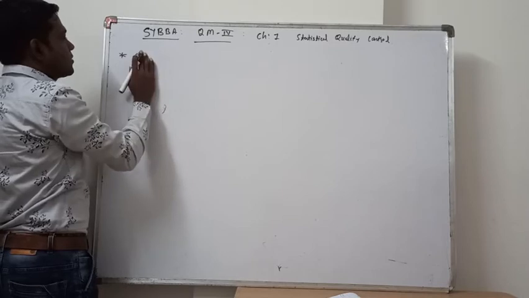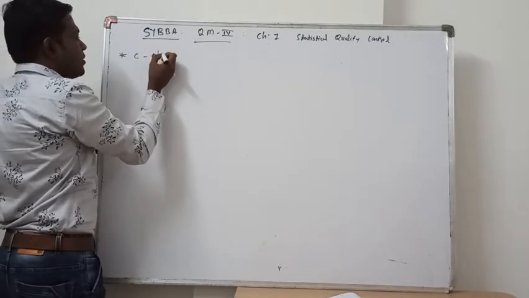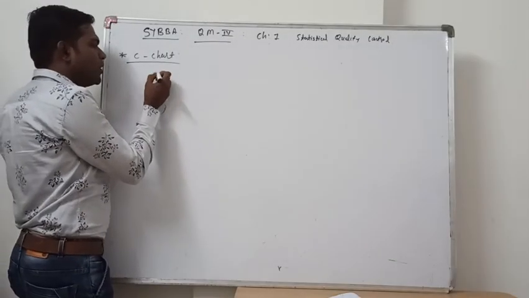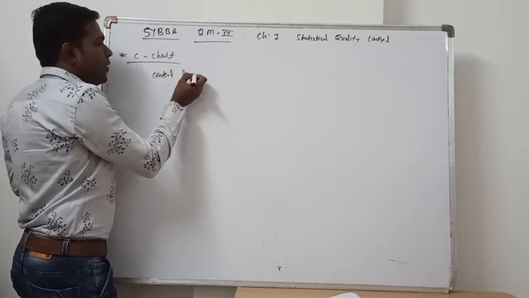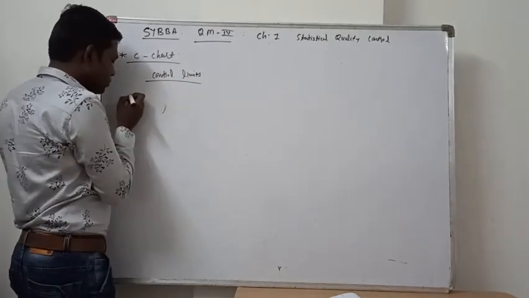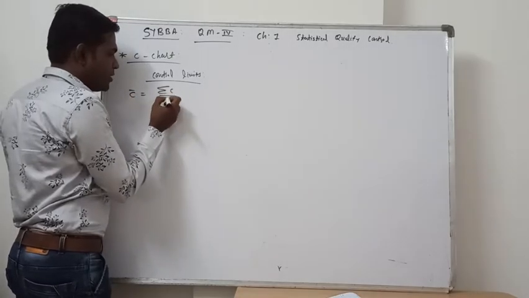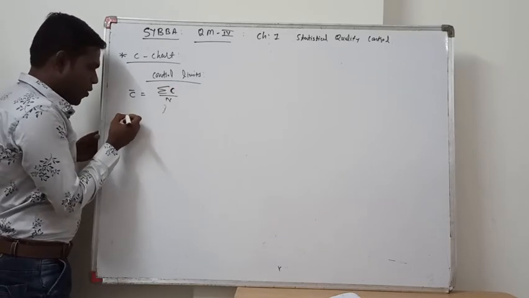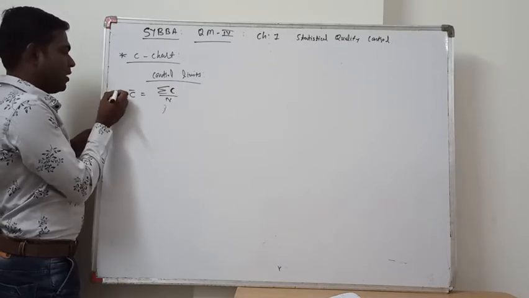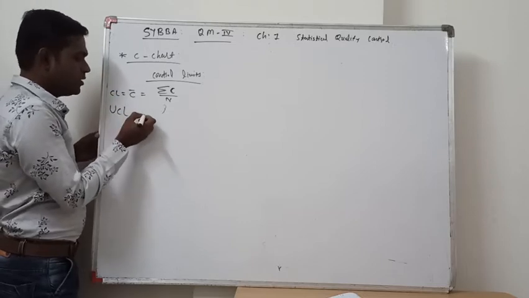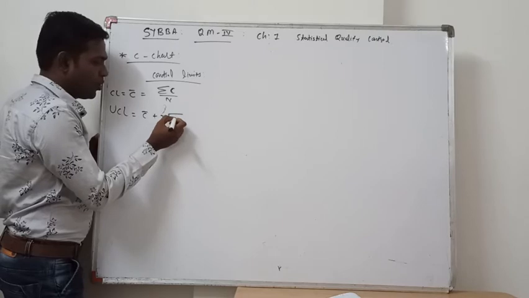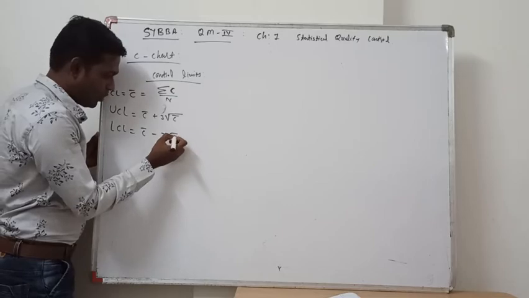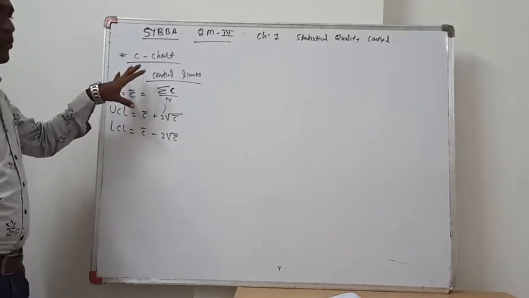Third chart, that is the C chart. First we have to directly find the control limits. First C bar, that is sigma C upon capital N. C means number of defects. This is our central line. Next we find UCL, that is C bar plus 3 square root of C bar. Next LCL, that is C bar minus 3 square root of C bar. So these control limits we have to remember.